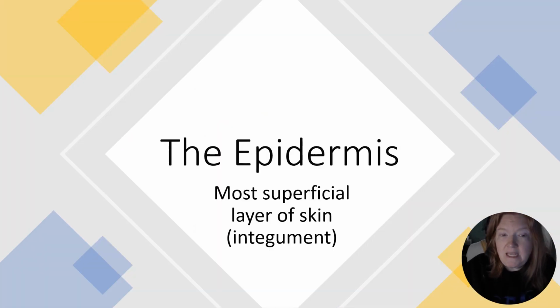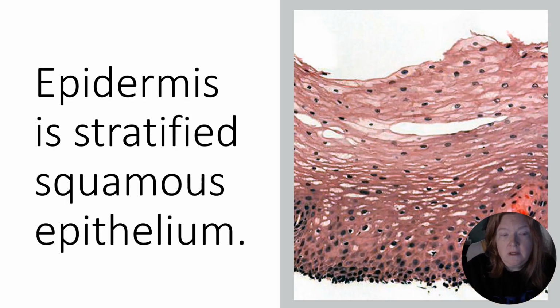Okay, now let's focus on the epidermis. That's the most superficial layer of skin. The epidermis is made of stratified, meaning many layers, squamous, meaning thin and flat, especially when you look near the surface, the apical surface. So stratified squamous epithelium.